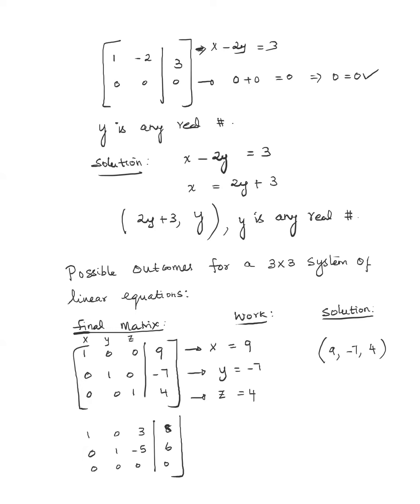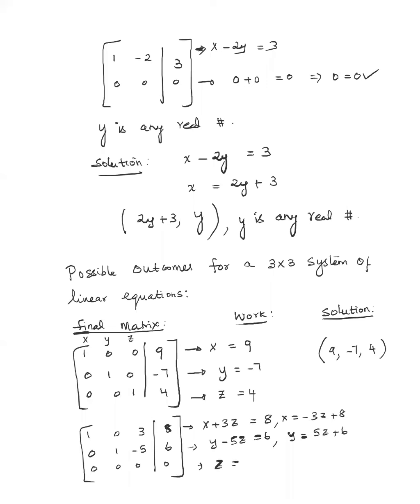So if you look at this one, the last row is 0, 0, 0. Just like the previous example, we can write from this one x plus 3z equal to 8. And from the next one, this gives us x equals -3z plus 8. And here y minus 5z equals 6. That means y is 5z plus 6. And the last one, of course, z is going to be any real number.